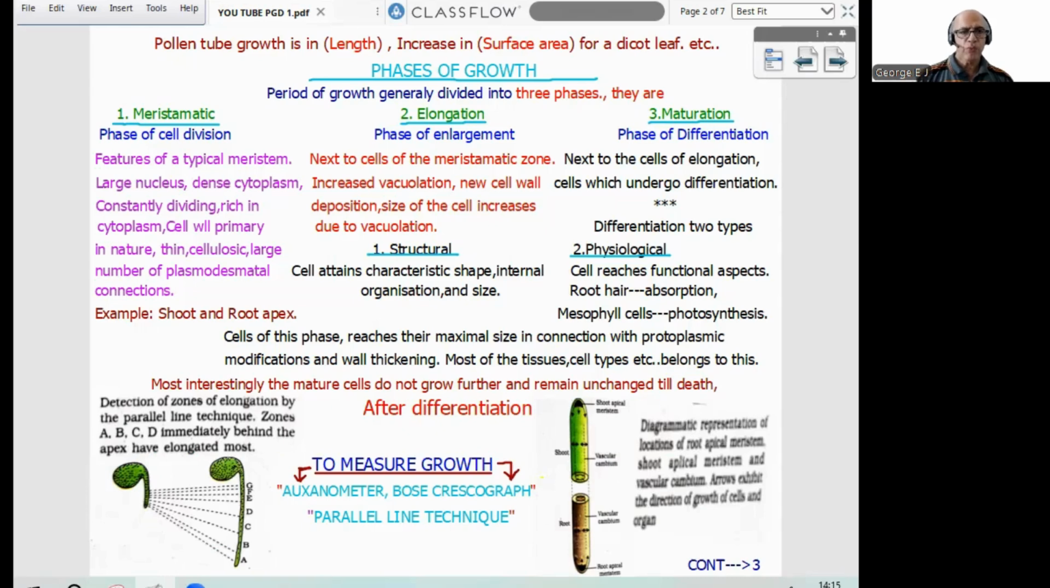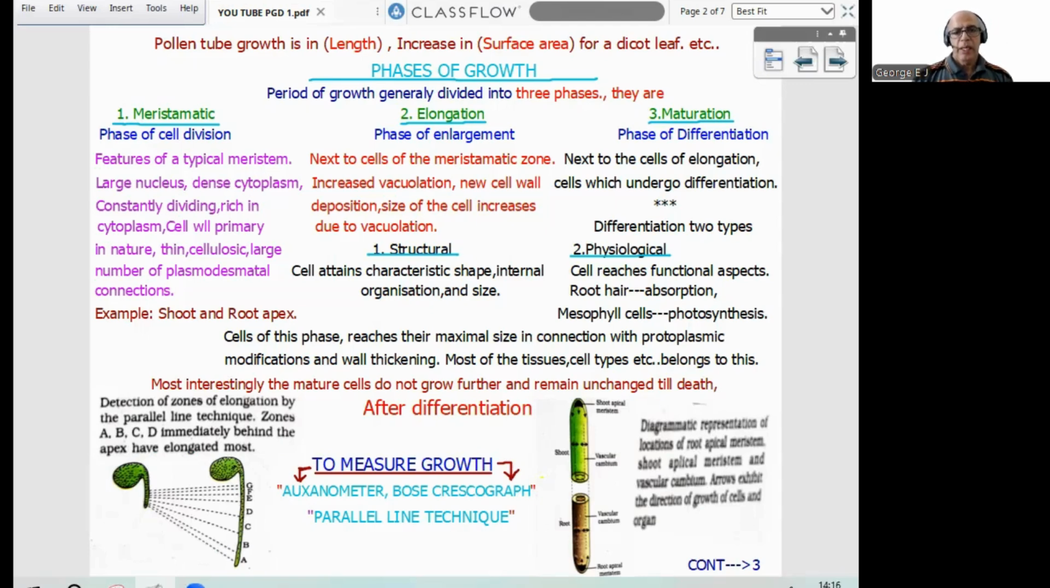So when we come to the meristematic phase, or phase of cell division, the name came due to the typical meristem. What all characters will we be studying in anatomy as a typical meristem under eumeristem, all will be here also. Large nucleus, dense cytoplasm, constantly dividing, rich in cytoplasm, cell wall primary in nature, thin, cellulosic, and a large number of plasmodesmatal connections. That may be the most important item for the exam from the meristematic phase. This is typically seen in root apex and shoot apex where meristems are located.